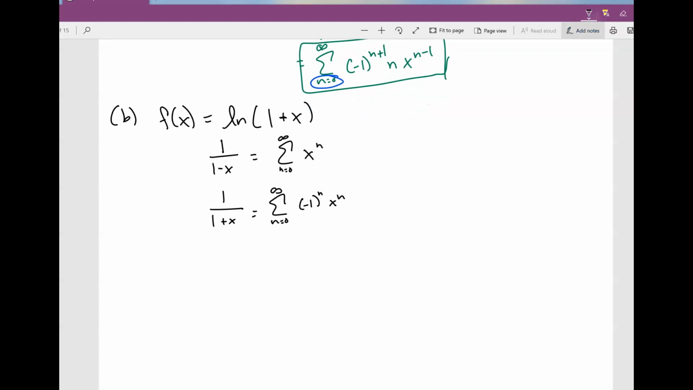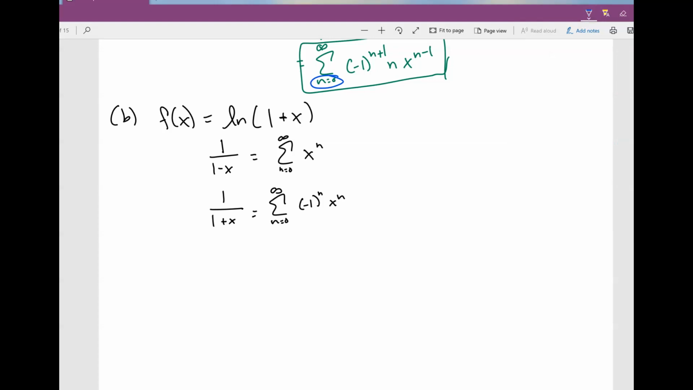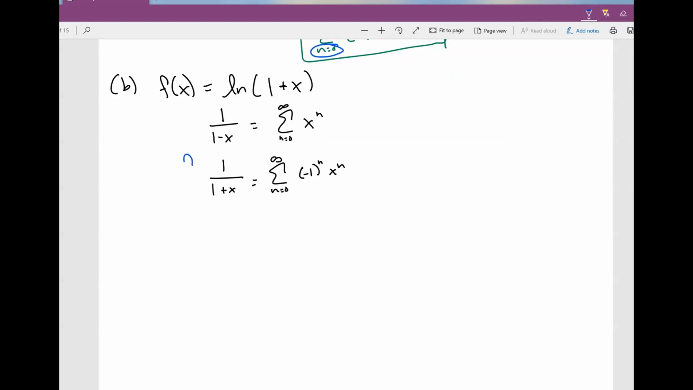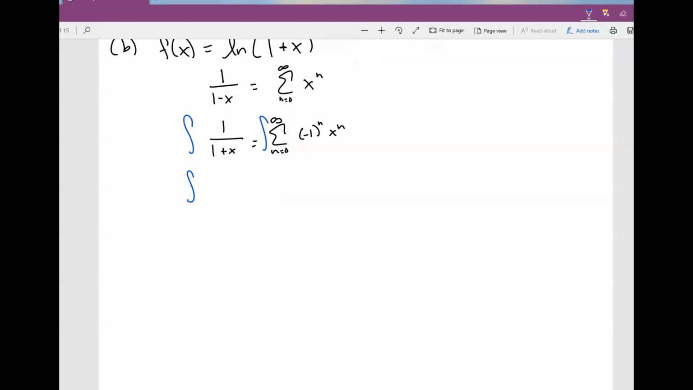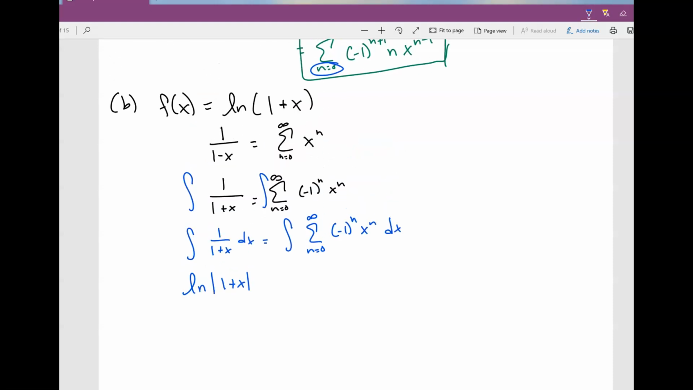Okay, so what I'm going to do is that I have to somehow come up with the natural log. So one way that I can do it is just taking the integral to both sides. So I'm going to have the integral of 1 over 1 plus x dx is equal to the integral of the sum from n equals 0 to infinity, negative 1 to the n, x to the n, dx. This guy right here, you can do u substitution. You'll see that you get ln of absolute value of 1 plus x, which is just what we wanted.